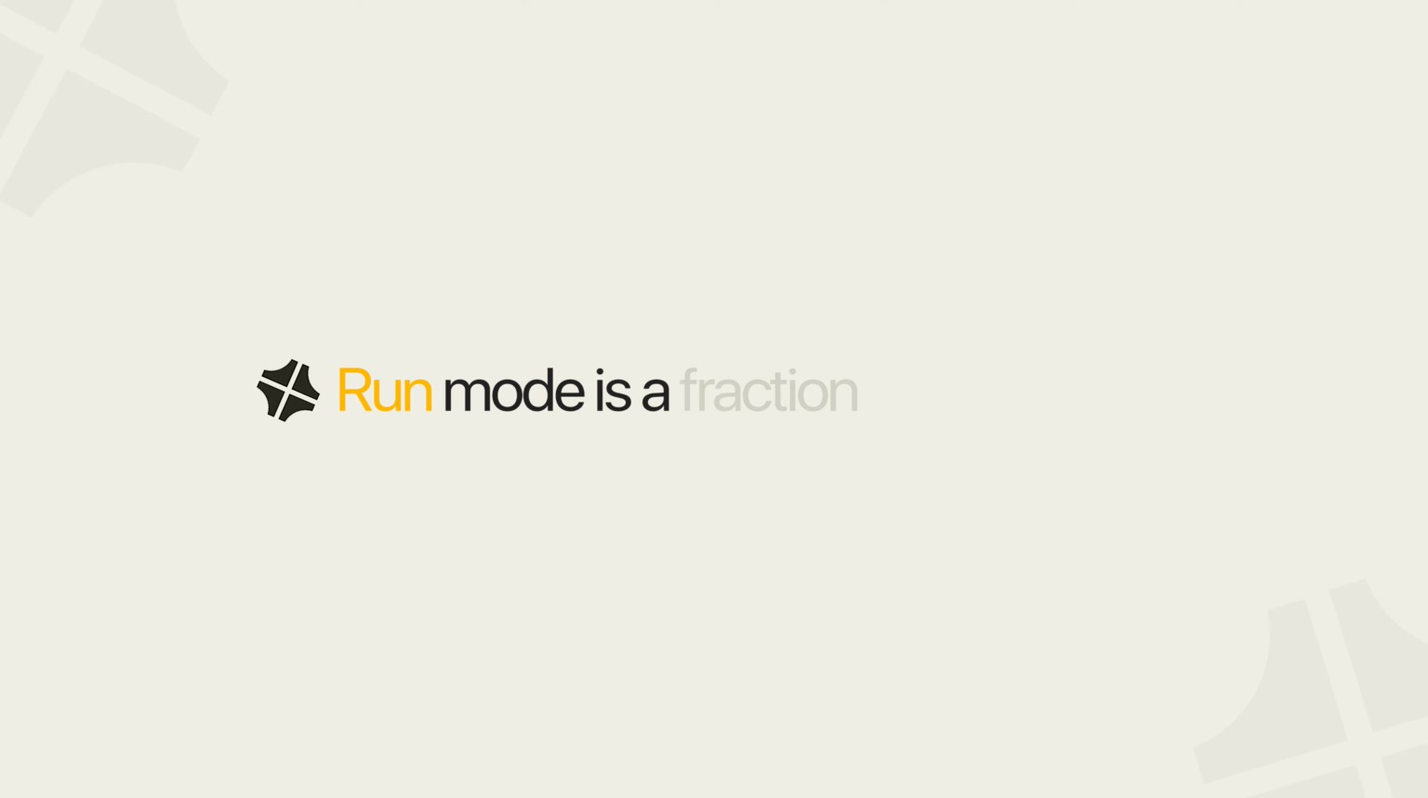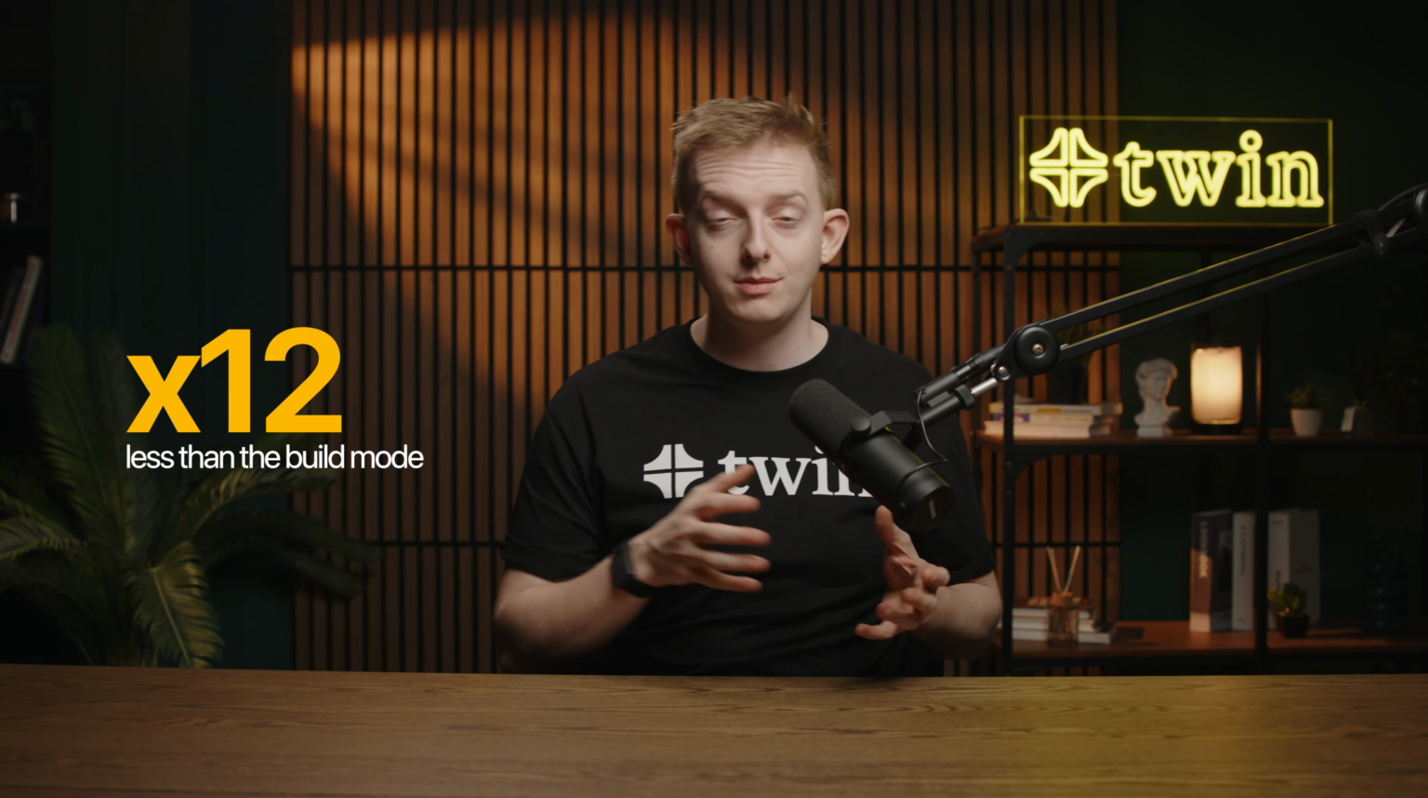And run mode is a fraction of the cost. And what this means is that every single time you run an automation, it's going to be very cheap and it's going to get cheaper and cheaper with time. So with that in mind, whenever you're building something in Twin, make sure to put as much emphasis as possible on the automation, make it perfect. And then once that happens, it's going to automatically switch to run mode anyway, and it's going to be much cheaper for you. And just to give you some context here, we're talking upwards of 12 times cheaper.